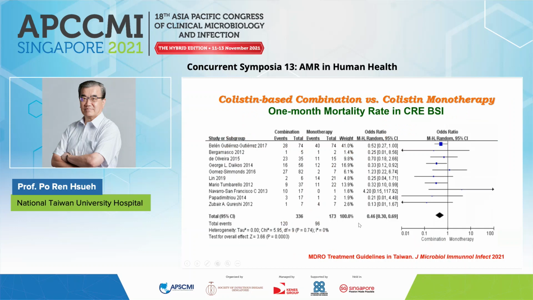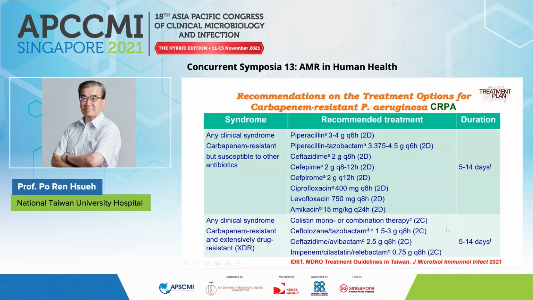We used a meta-analysis to evaluate colistin-based combination versus colistin monotherapy, because for XDR, colistin may be the drug with in vitro susceptibility, and also tigecycline. We did the meta-analysis for 1-month mortality in CRE bloodstream infection. You can see that colistin combination therapy is more favorable in comparison with colistin monotherapy. So for bacteremia due to carbapenem-resistant bacteria, we should use colistin combination therapy rather than colistin monotherapy.